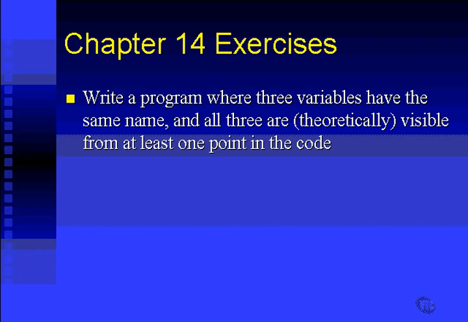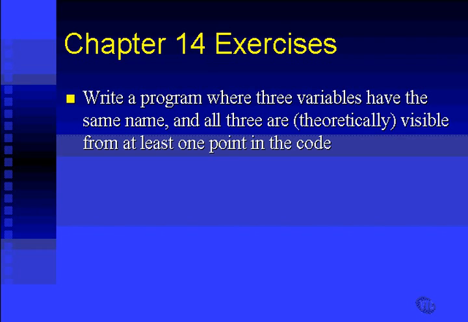And all three, let's say for example the count variables, are theoretically visible from at least one point in the code. Now what do I mean by theoretically visible? Let's put it like this. The compiler doesn't get confused as to which variable it should take if there are many available. However, you and I may get confused if we didn't happen to know the rules.